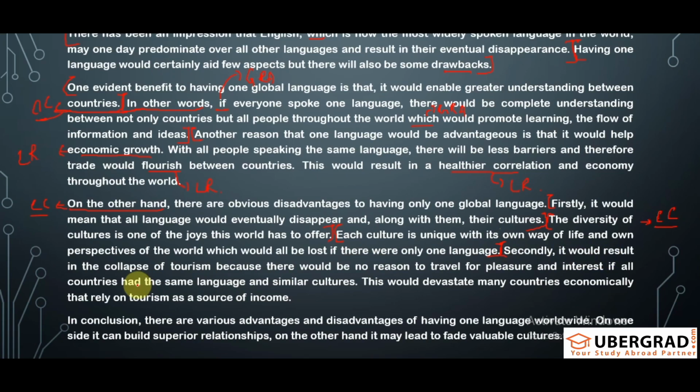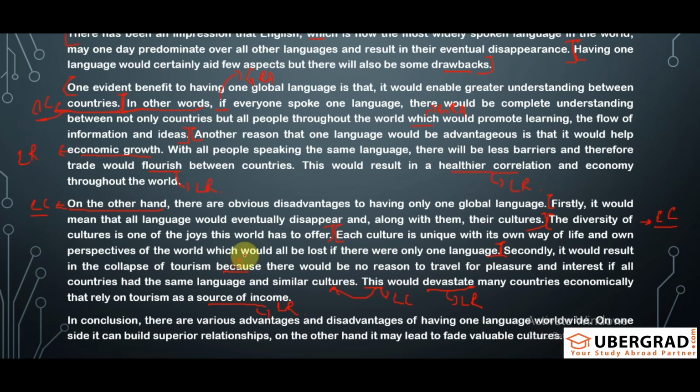Secondly, it would result in the collapse of tourism because there would be no reason to travel for pleasure and interest if all countries had the same language and similar cultures. This would devastate many countries economically that rely on tourism as a source of income. This refers to the previous statement. You get marks for coherence, cohesion. Devastate, you get marks for lexical resource. And source of income, you get marks for lexical resource.